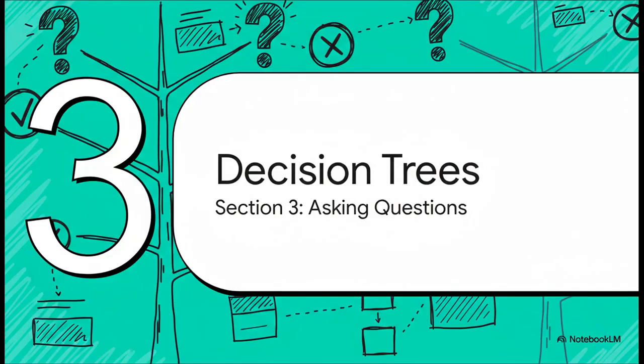All right, so that's one way to handle messy data. But what if we threw out the whole idea of drawing lines altogether? What if, instead, our model made decisions just by asking a series of simple questions? Well, this is the entire idea behind another incredibly powerful tool: decision trees.